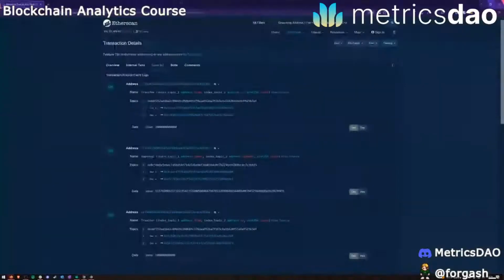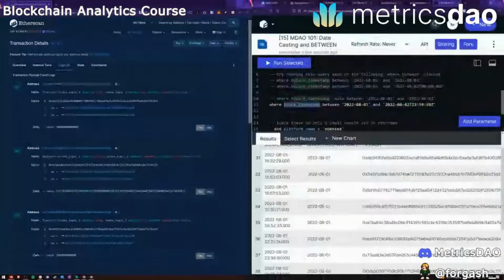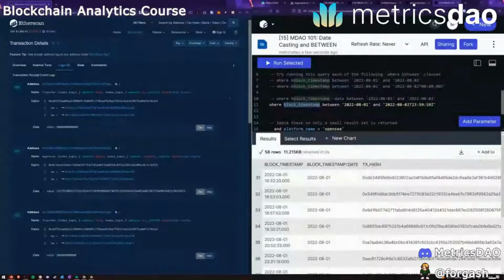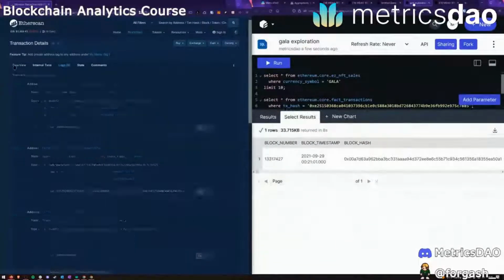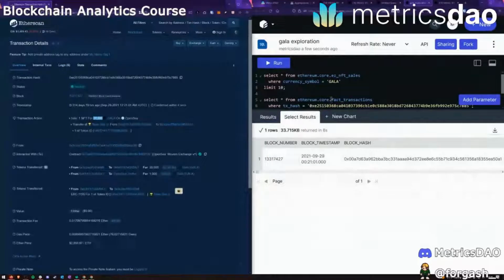So let's take this here. Is this the right one? No, this is. Just looking at a transaction on Etherscan and in the raw fact transactions table, and how we get it. A lot of the same information, block number, timestamp, hash, transaction hash, are things that you're going to see as boilerplate in a lot of different records, no matter what they're in.